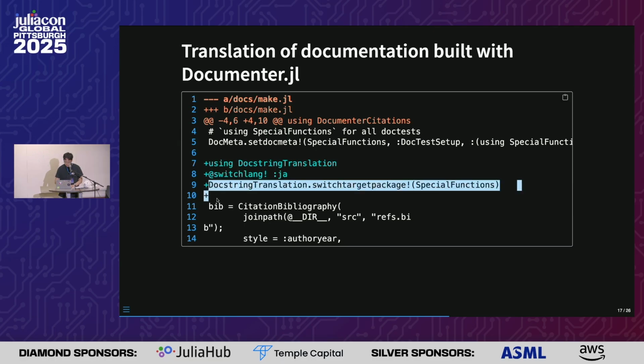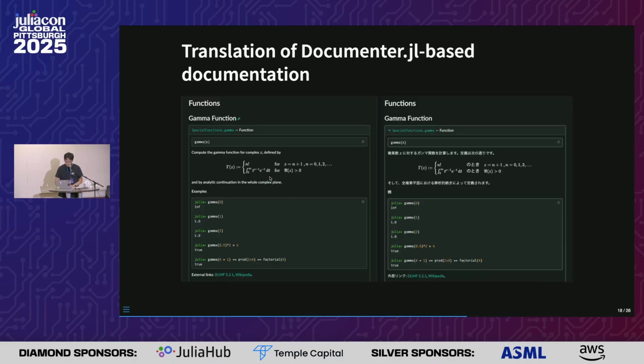And this is just for a technical reason. Okay, here is the result of translation of Documenter.jl-based documentation. The left-hand side explains the gamma function. This is the original edition. The right side shows the translated Japanese result. It is translated while keeping the Markdown structure.